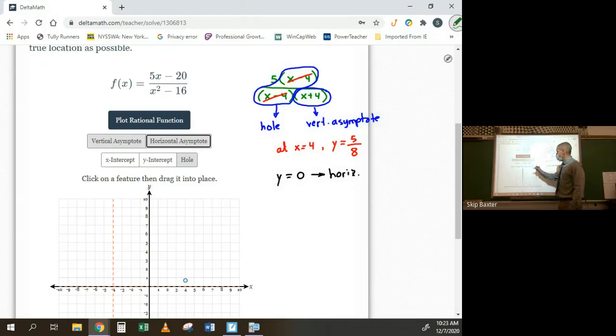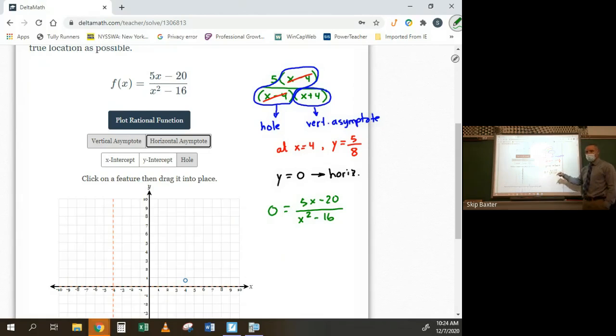To find the x-intercept, you set y equal to 0. So you set this whole thing equal to 0: 0 equals (5x minus 20) over (x squared minus 16). A fraction is 0 whenever the top is 0 and the bottom is not 0, right? But if you set the top equal to 0, you get x equals 4. But 4 doesn't give you 0. 4 gives you 0 over 0, right?